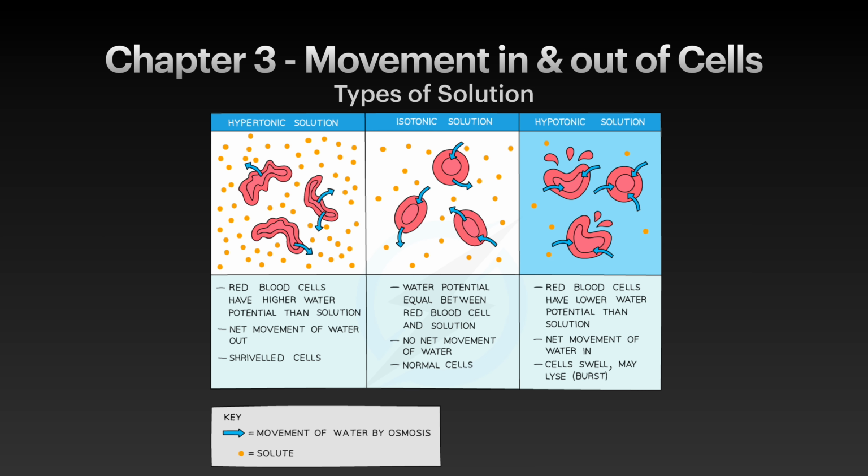In hypotonic solutions, like pure water, the water molecules move into the cells. In hypertonic solutions, where it is more concentrated and the water potential is lower, the water molecules move outside the cells. And in isotonic solutions, there is no net movement of water.